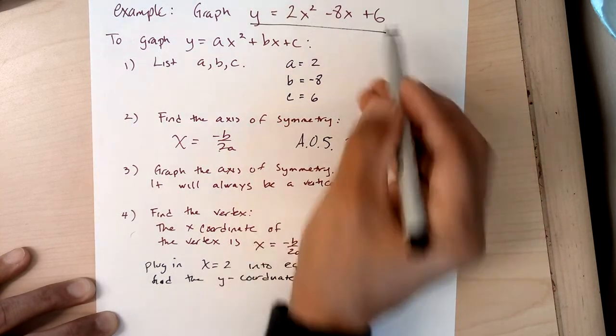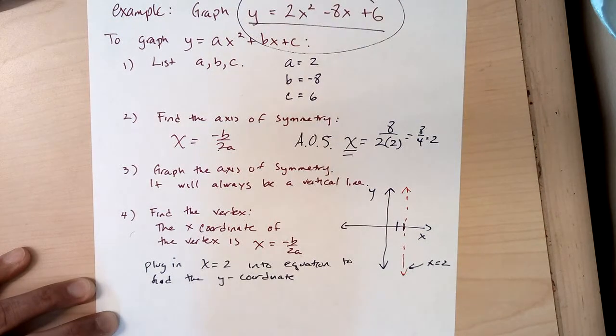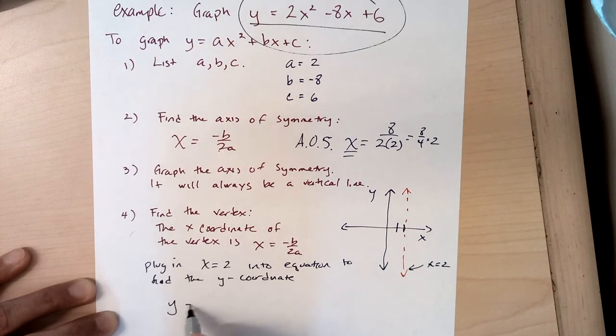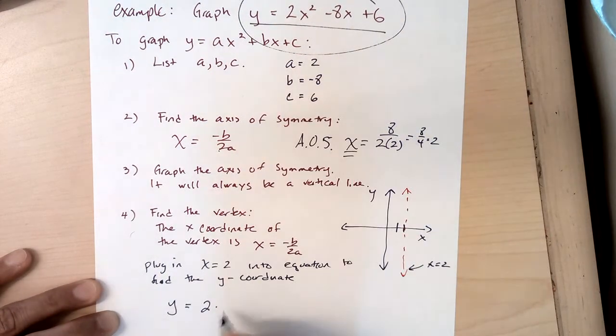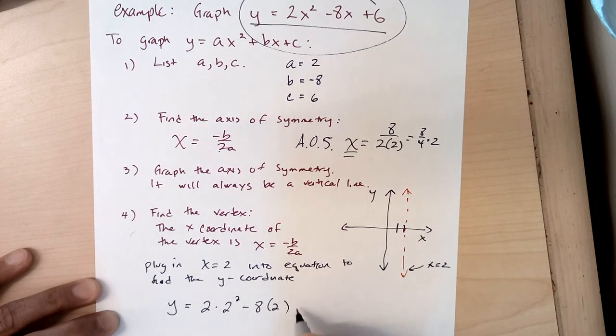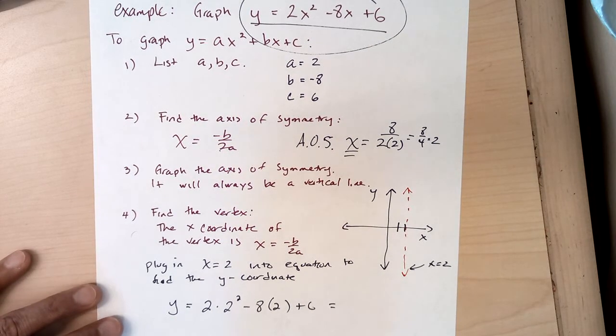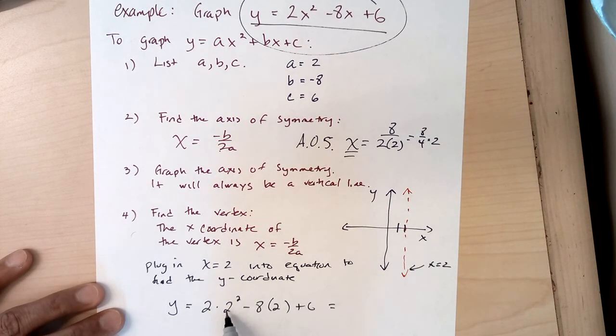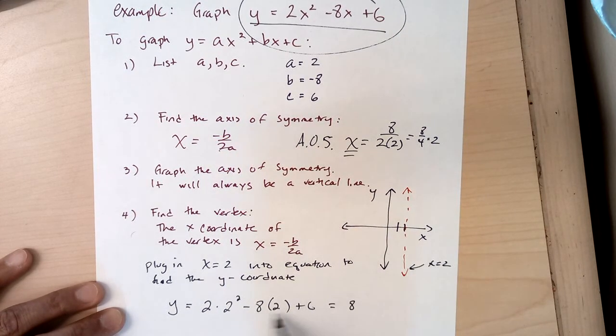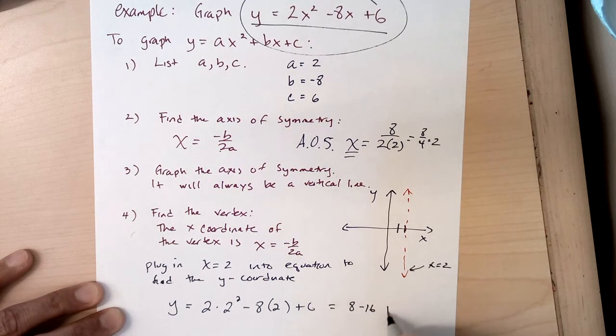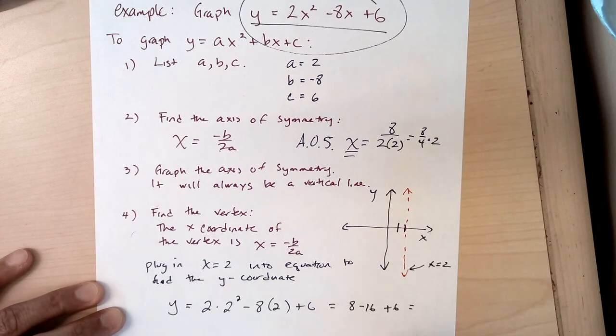So going back to my original equation, I'm going to substitute in 2 for x. So it would look like this, y equals 2 times 2 squared, minus 8 times 2, plus 6. And then you just do the math from there. Again, we're following our order of operations. Exponents come first. 2 squared is 4. Then times 2 is 8. Negative 8 times 2 is negative 16, and then plus 6. So 8 minus 16 is negative 8, plus 6 is negative 2.